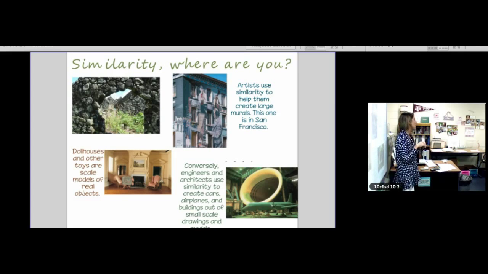Dollhouses are the opposite of that. With a dollhouse, they look at a real house, and they shrink it. They make a model of it, and they make it smaller, and so that would be using scale factor as well.